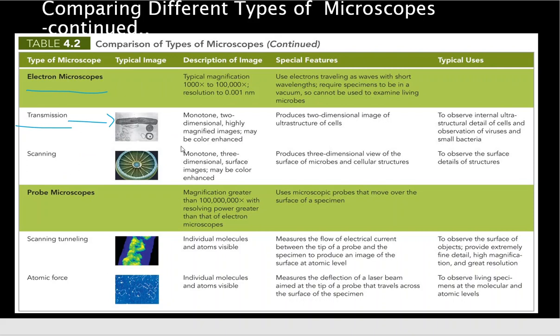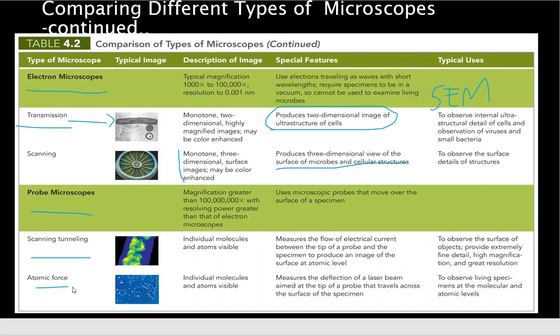These guys, the scanning is better for the surface. But if you want to see good pictures of the interior, then the transmission. You'll see them on a lot of our pictures we see throughout the course. It'll say SEM or TEM, and that's telling you where the photomicrograph came from. And a lot of times they'll artificially add color just to make it visually interesting, I guess.